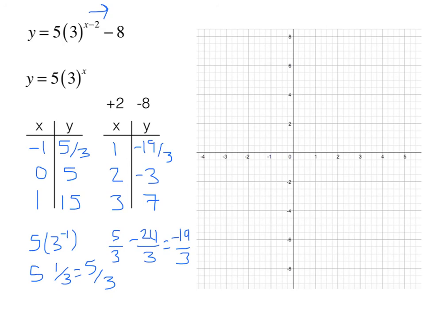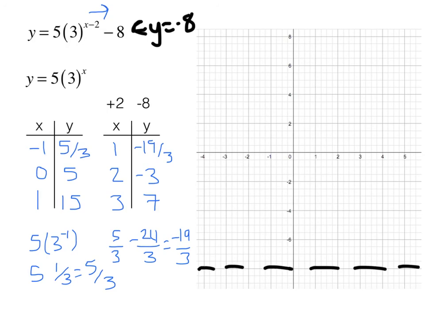First thing that goes on my graph is the asymptote. The asymptote is here at y equals negative 8. Put that on your graph first. The reason why it's at negative 8 is because everything moves down 8. Our asymptote is usually at 0. We shift everything down 8. Now it's at -8.